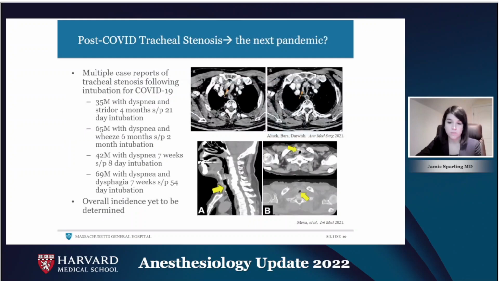There have been multiple case reports following intubation for COVID pneumonia. The first two I'll describe are from the United Arab Emirates, and the second two are from Japan. The first case is that of a 35-year-old gentleman who presented with dyspnea and stridor 4 months after a 21-day intubation for COVID. He was found to have a 3-centimeter long stenosis, occluding 70% of the lumen, a half a centimeter below the cords. The second gentleman, pictured in the upper images, presented with dyspnea and wheeze 6 months after a 2-month intubation. He was found to have a 2.5 centimeter long stenosis, 80% occlusion, 2 centimeters below the cords.